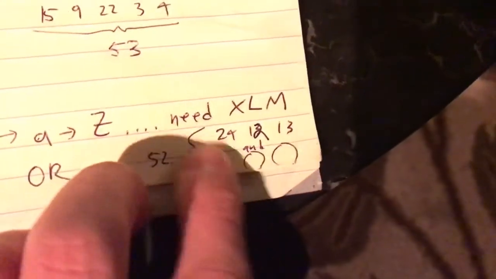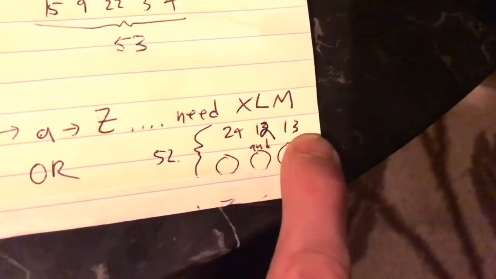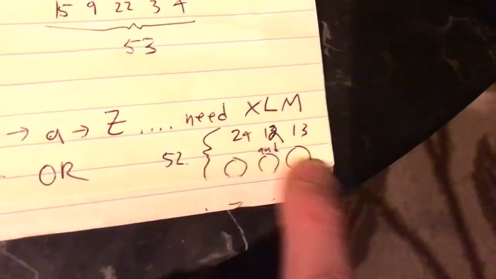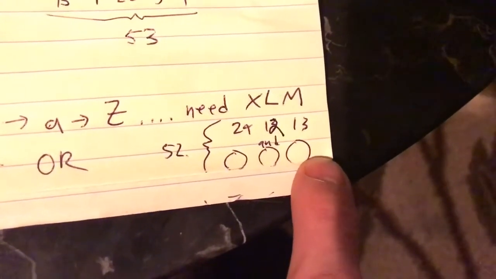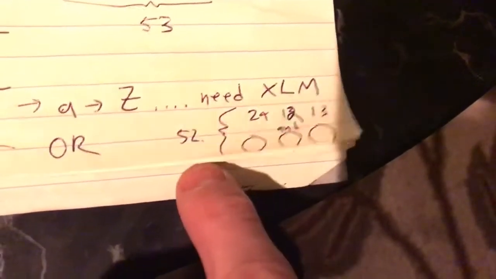4, 2, and 3 is 9, 10, 11, 12. Yeah, that's right. So 24 is the letter X, 12 is the letter L, 13 is the letter M. They sum to 49, but you have to group these, so you have to have the bubbles.